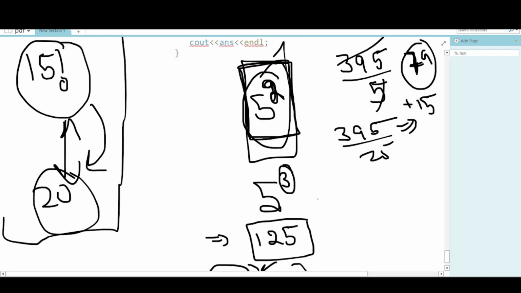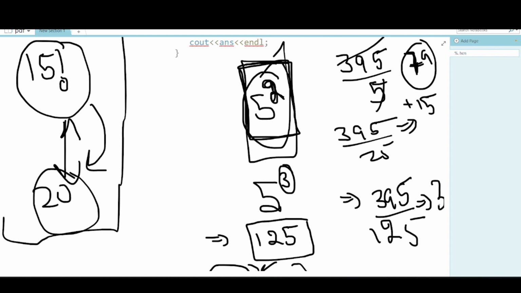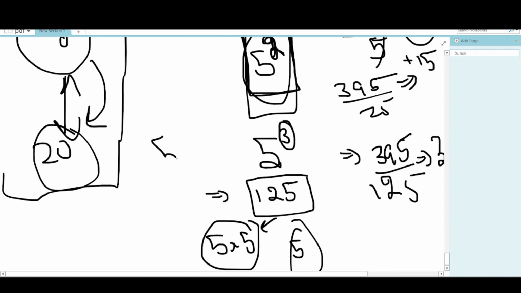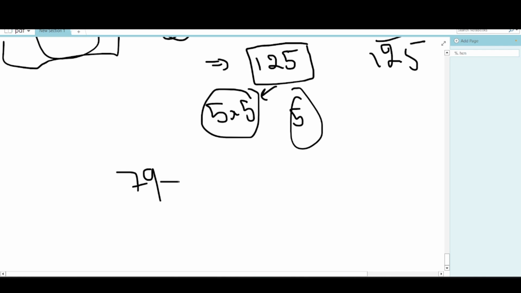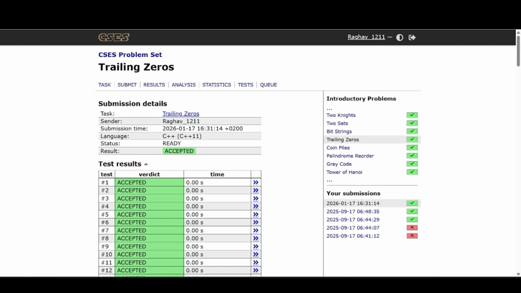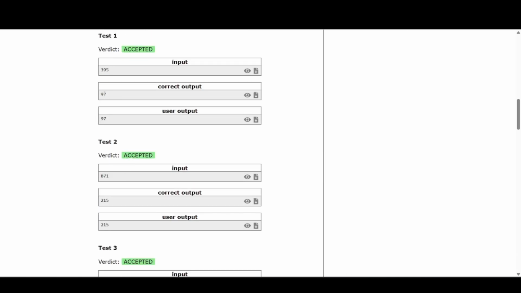To calculate that, we will divide 395 by 125. It is giving me 3. And for 5 raised to the power 4, the iteration stops, as this number is greater than n. So if I add it, 79 plus 15 plus 3 gives me 97. And as we can see, we are getting 97 as the output.